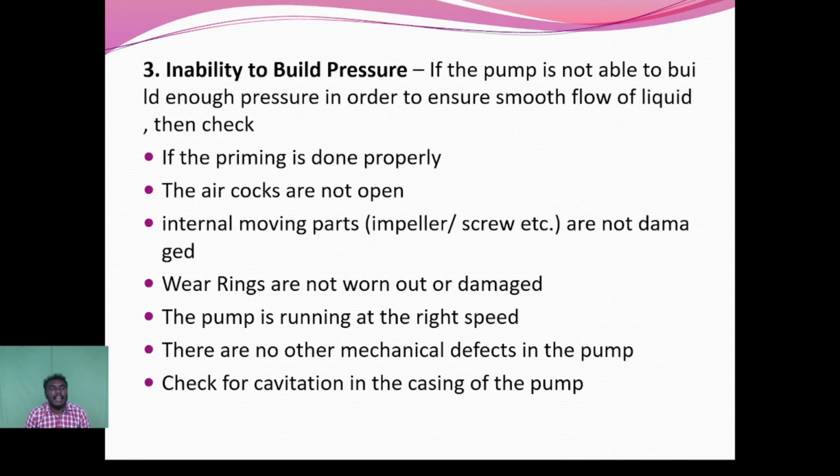The third point is inability to build pressure. If the pump is not able to build enough pressure to ensure smooth flow of liquid, then check if the priming is done properly, the air cocks are not open, and internal moving parts such as the impeller, screw, etc. are not damaged. Check that bearings are not worn out or damaged, the pump is running at the right speed, and there are no other mechanical defects in the pump. Check for cavitation in the casing of the pump.